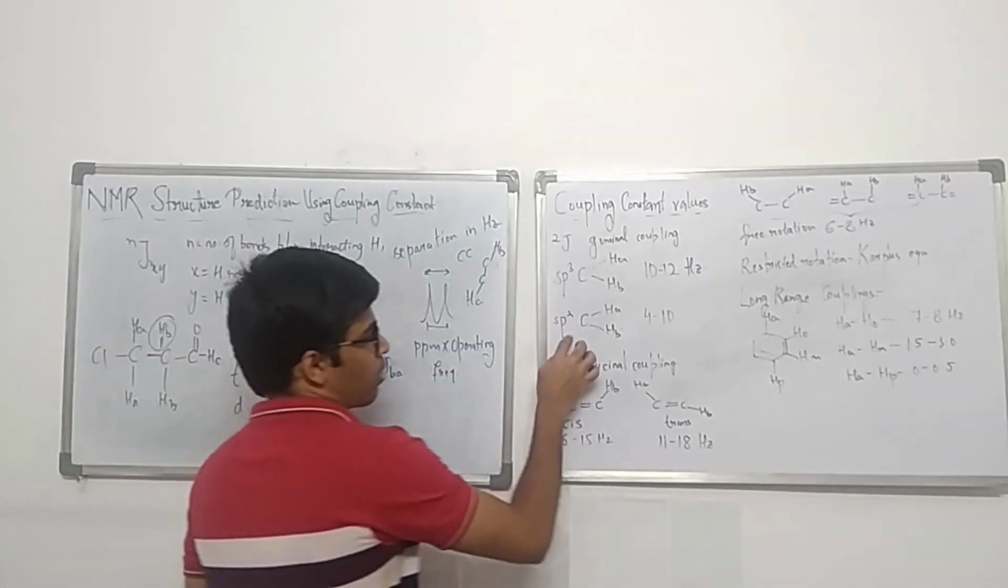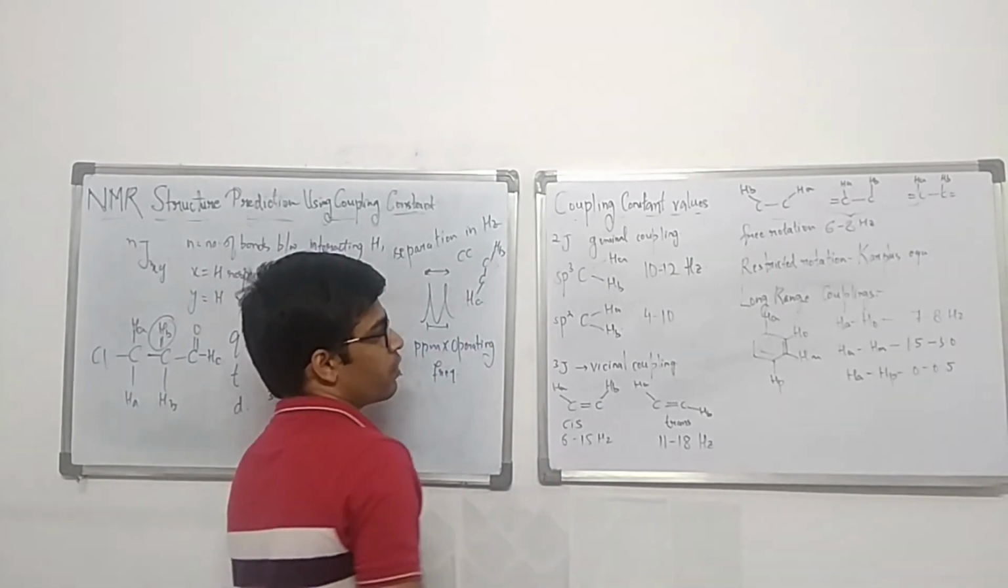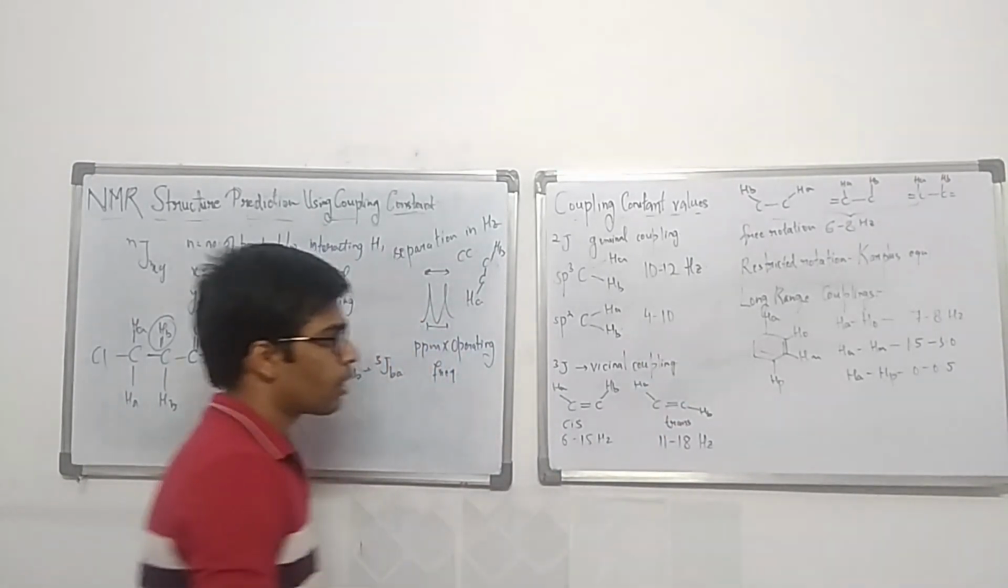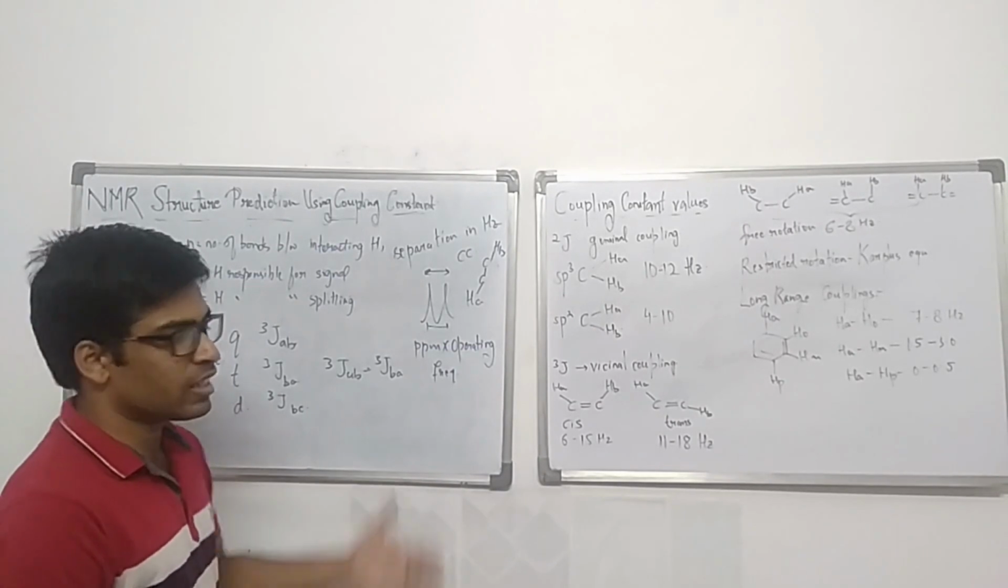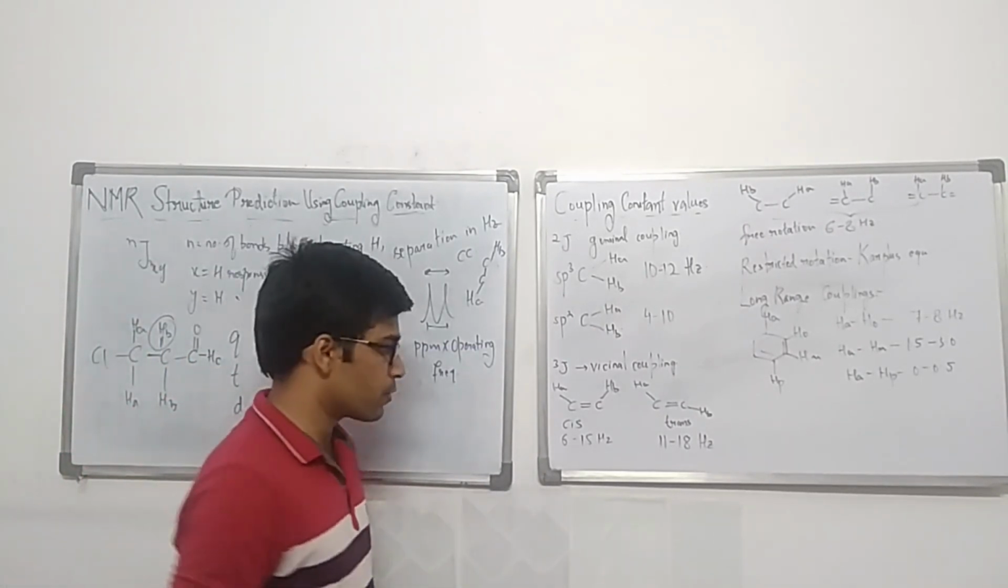Now, if it is an sp2 carbon, the interaction between two chemically different protons will be in the range of 4 to 10. Now let's move on to vicinal coupling. That means the protons attached to two neighboring different carbon atoms.